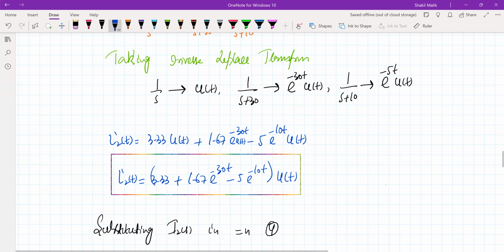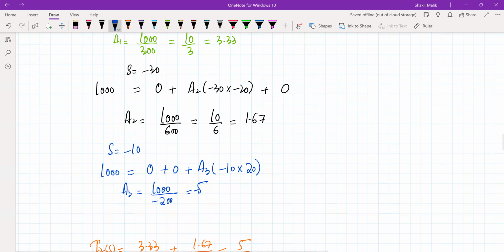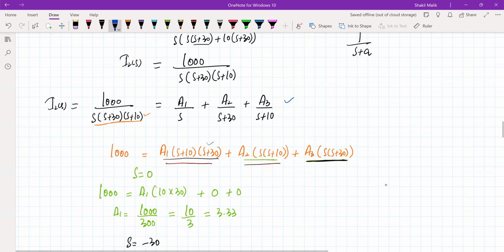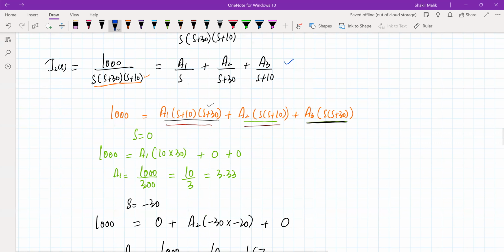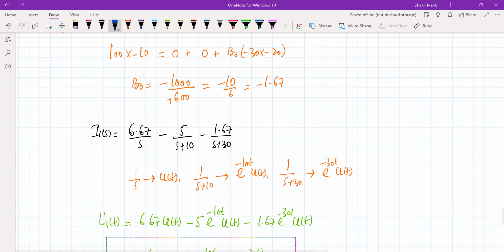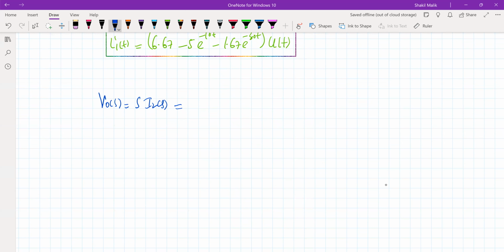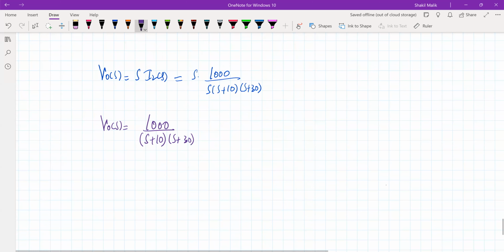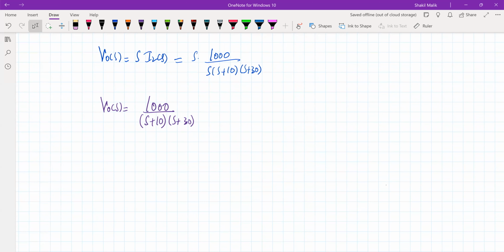I2 of S is simply here. This is the value of I2 of S. So substituting this, it will be simply equal to S times 1000 divided by s into s plus 10 and s plus 30. So s and s will cancel. We'll be left with V naught of s equal to 1000 divided by s plus 10 and s plus 30. Again, to find the v naught of t, we'll use the partial fraction method.